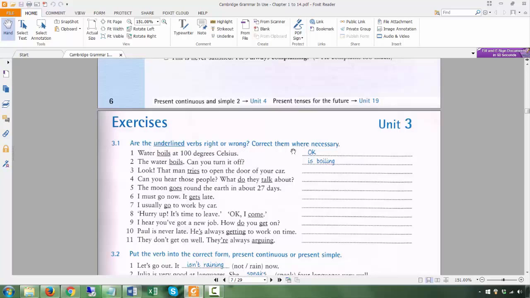Is this correct? Water boils. Yeah, we use the present simple because it's a fact. It happens regularly. It's true. So it's okay. So you write okay.